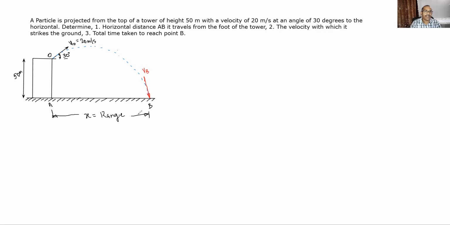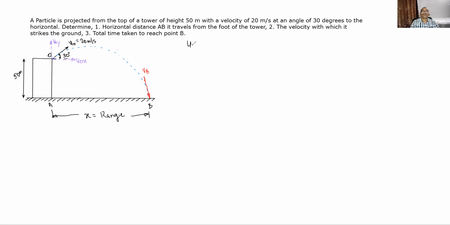Now in general, if any problem is given and you know the initial velocity of projection and angle of projection, what we'll do here is resolve this velocity along x and y axis. So here if we resolve, we'll get u0x, right, and the other component is u0y. Now we can find out this u0x and u0y.